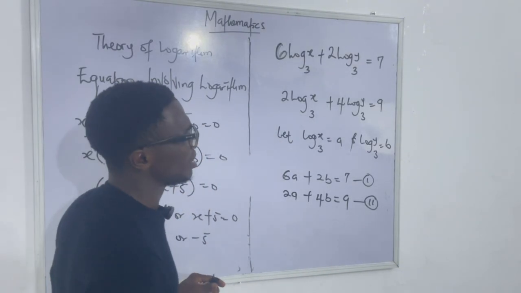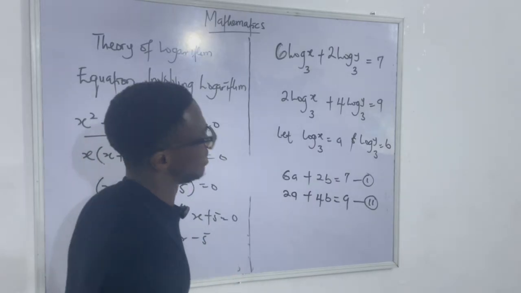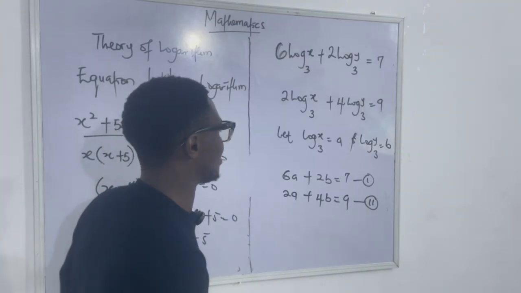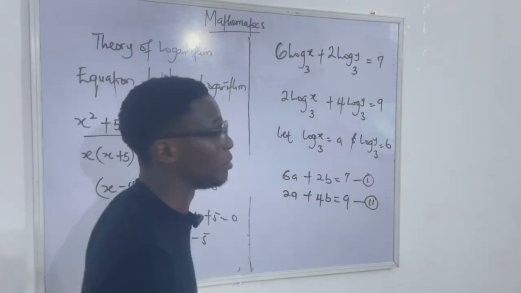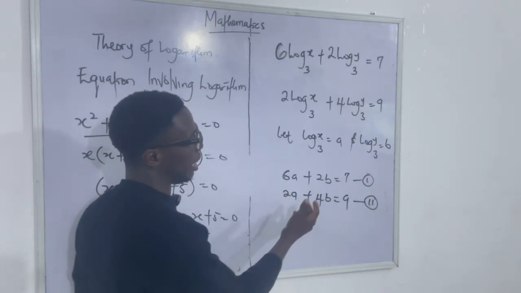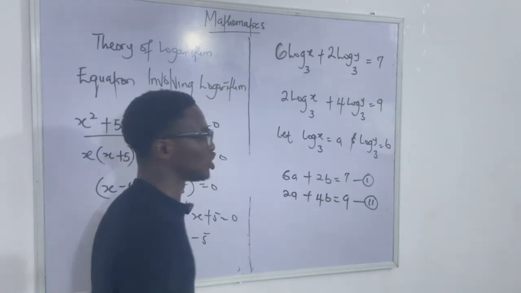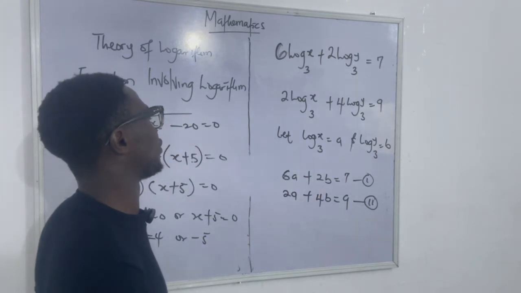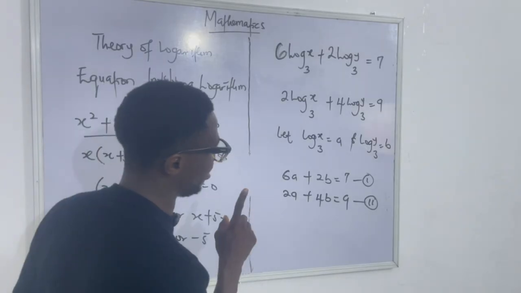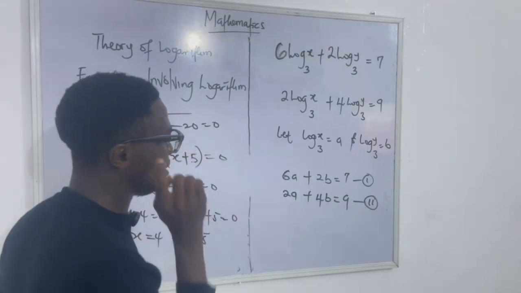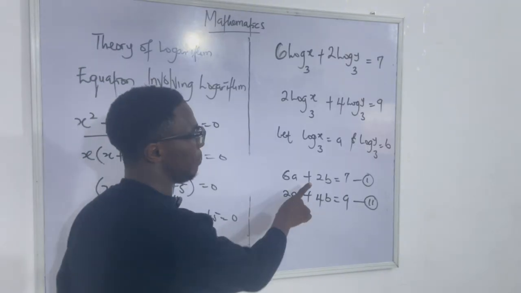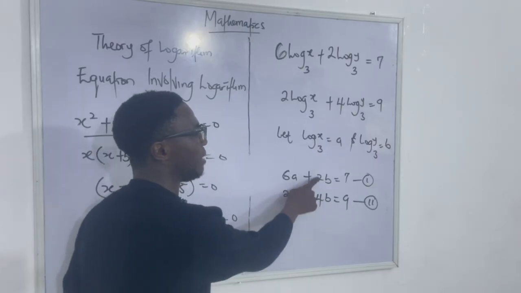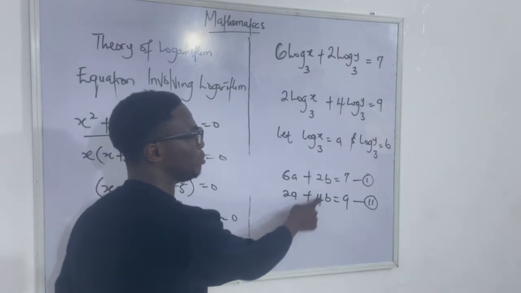Then we need to solve simultaneously. I've said in the previous classes that we have methods of solving simultaneous equations, which are substitution method, elimination method, or graphical method. But here, I think it's best for us to use elimination method. And let's eliminate b. Are we together? But first thing first, we need to be sure that the coefficients in both equations are balanced.